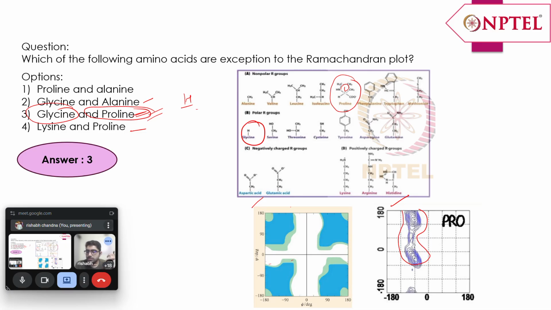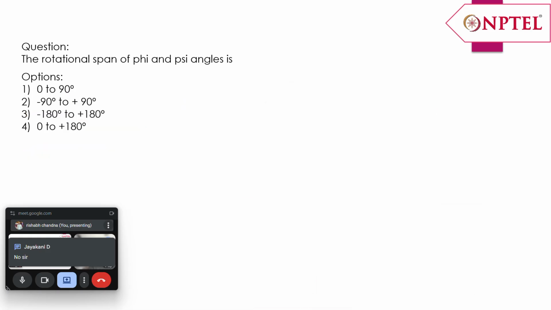Okay, so any doubts in this question? Okay, so let's move on to the next one. The rotational span of psi and phi angles in a Ramachandran plot is, so what can be the correct answer? Okay, any more answers?